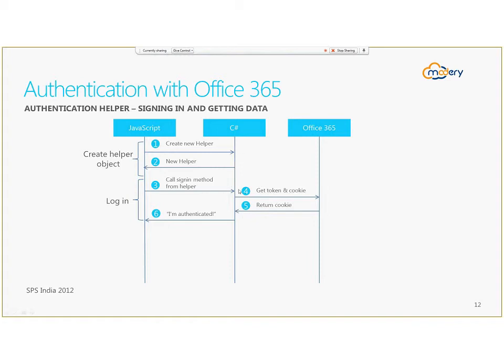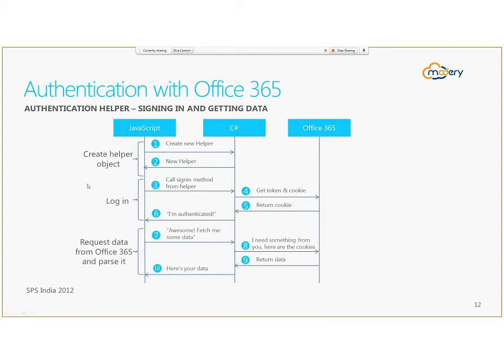Once the C# code has got the cookie, it tells the JavaScript code that it's done, it's completed successfully. What you can do as the next step is call your helper method again, saying execute my query, do the following. This C# code then fetches the data from Office 365 and returns it to your JavaScript code. Once you've got that, it's up to you what you do with it. I decided in the end to parse it within JavaScript, though theoretically, you could also parse it within C# if you wanted to.